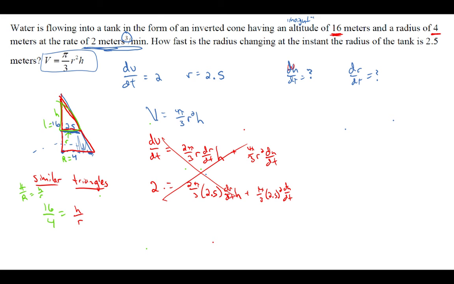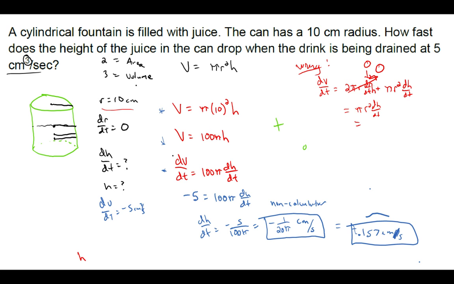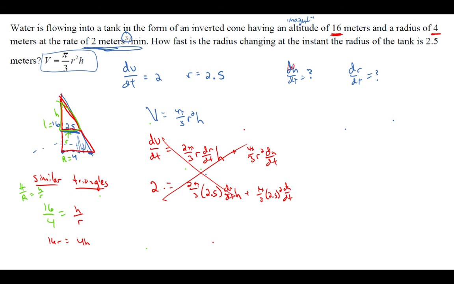Then if I were to cross multiply, I would get 16R equals 4H. And I actually want to solve for H in terms of R so that I can just completely replace H in this formula, so I don't have to worry about it. So then H would be 4R. So just divide by 4 on both sides.